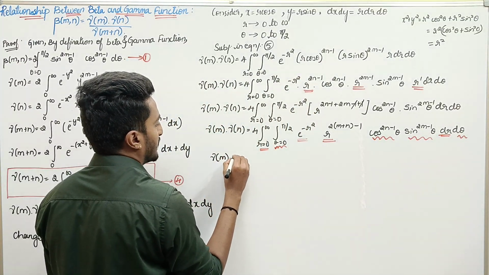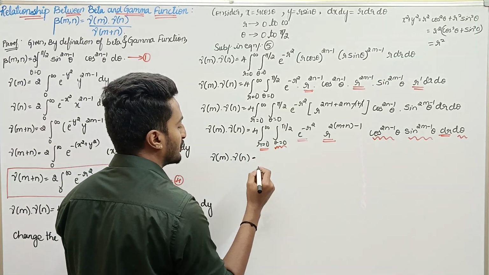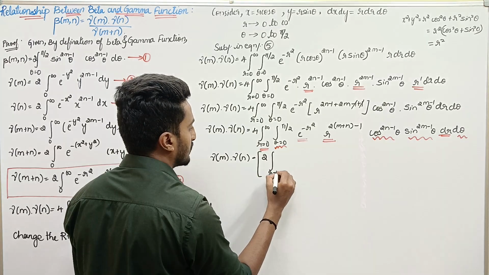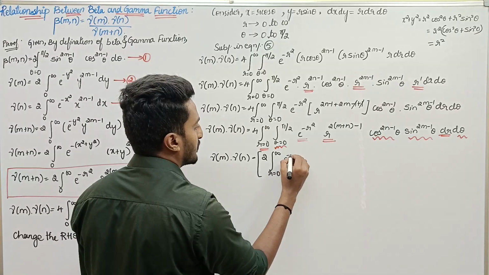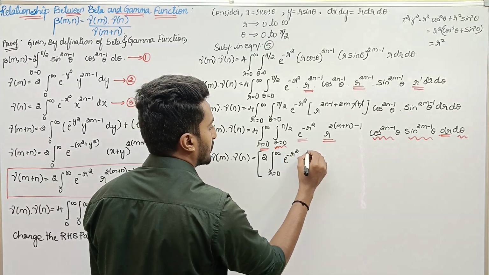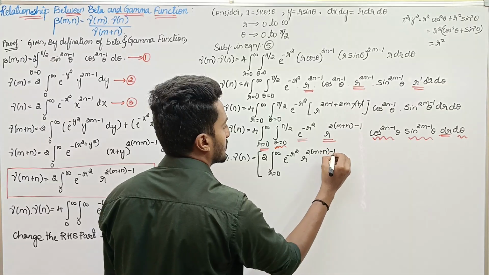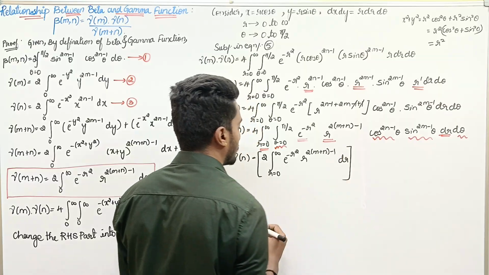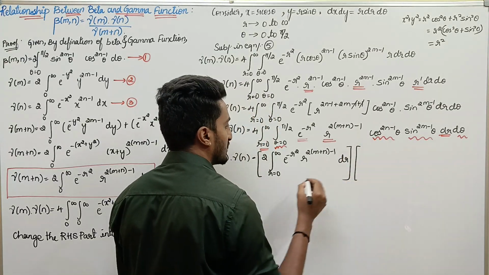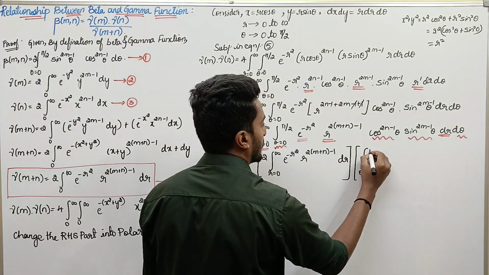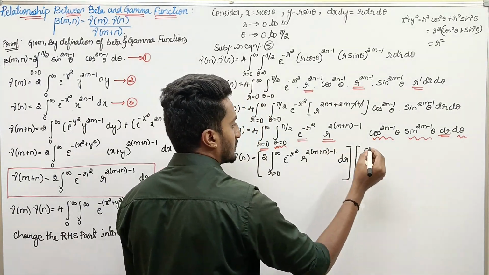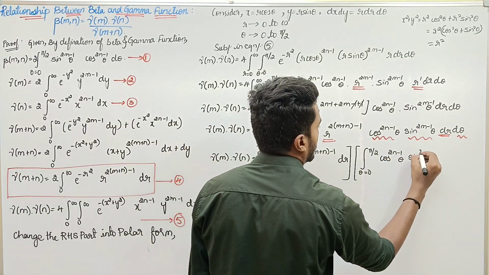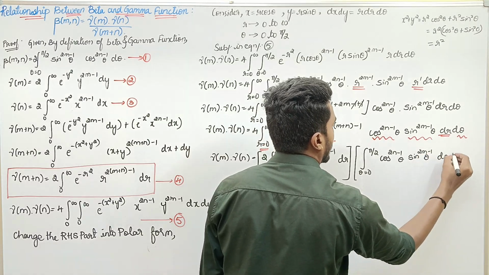Gamma of m into gamma of n is equal to, now I am going to split it in half. See, 4 can be divided into 2 and 2. Integral 2, r varies from 0 to infinity, e to the power of minus r square r to the power of 2m plus n minus 1 dr. This is the first term, and the next we can represent as theta. Theta varies from 0 to pi by 2, where the remaining theta part is cos 2n minus 1 theta, sin 2m minus 1 theta d theta.